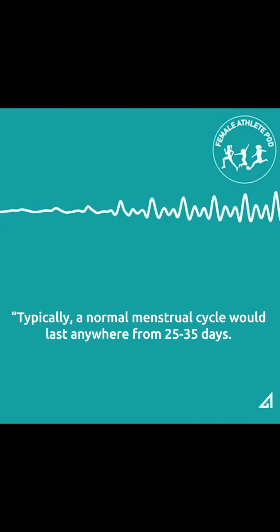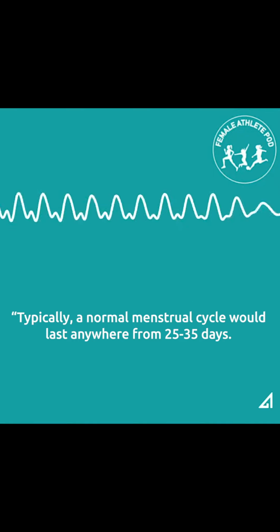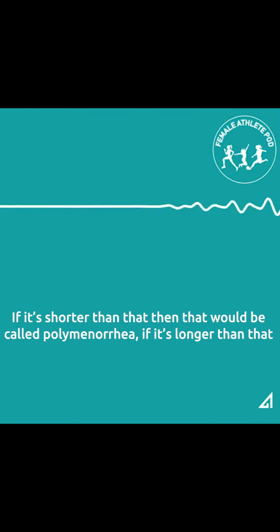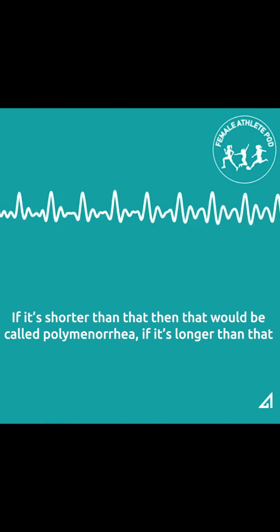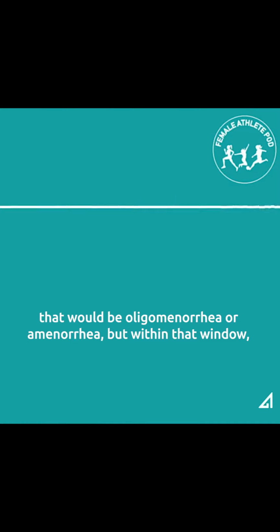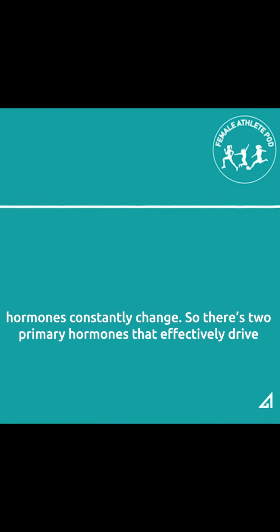Typically, a normal menstrual cycle would last anywhere from 25 to 35 days. If it's shorter than that, that would be called polymenorrhea. If it's longer than that, that would be oligomenorrhea or amenorrhea. But within that window, hormones constantly change.